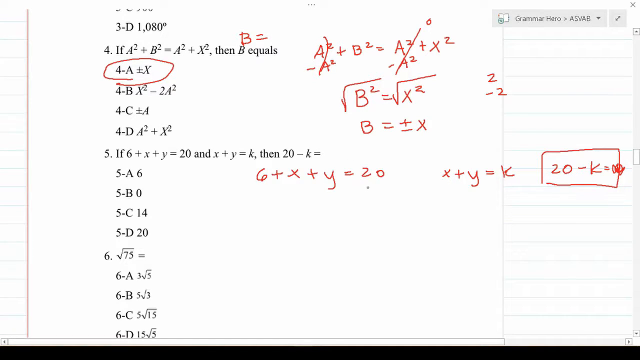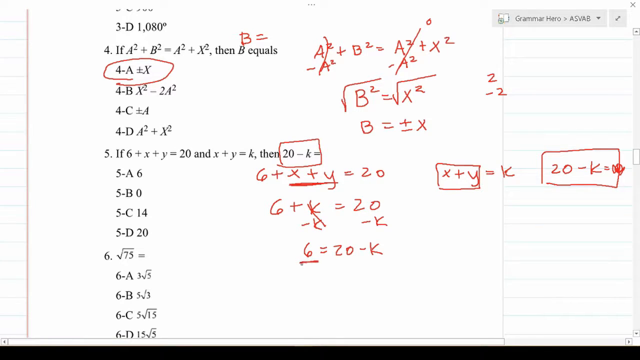If you took trigonometry, you would regard these as like identities. So what I can do right away is I know x plus y is equivalent to k, and as I can see right here, I have x plus y. I'm going to go ahead and replace that with k. So this is going to be 6 plus, again, x plus y equals k, so I can just plug k in right here, equals 20. Okay, I'm going to subtract k from both sides. This goes away. We're left with 6 equals 20 minus k. Again, this is what we were after, 20 minus k. Do I have it? I do. It's equal to 6.